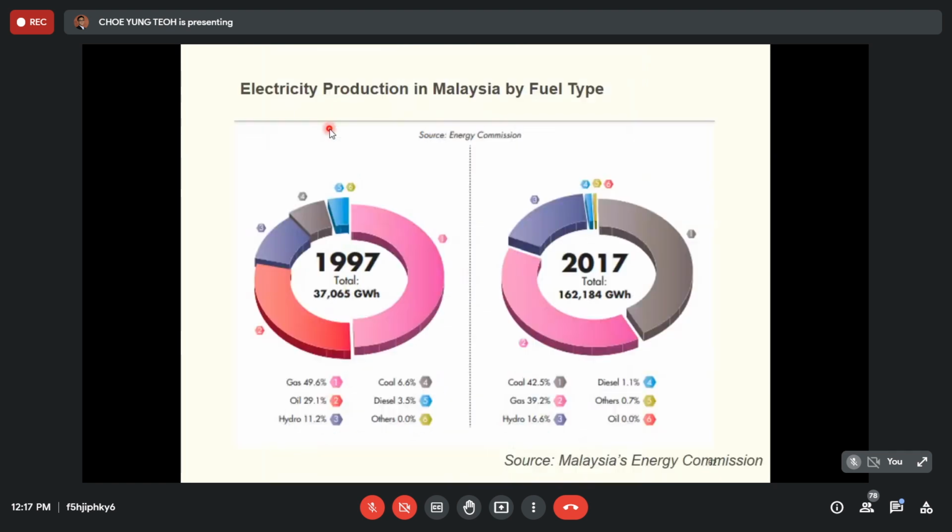And this is the electricity production in Malaysia by fuel type overall. Okay, so you can see gas and oil. You can see in 1997, we used a lot of oil. And here, 2017, where is the oil? Oil dropped to 0%. Can you imagine? From 29% to 0%.